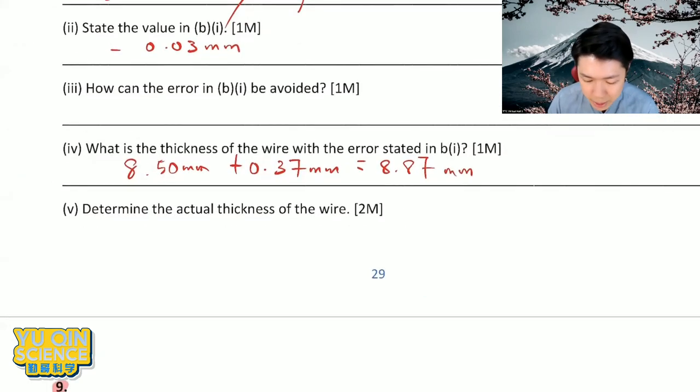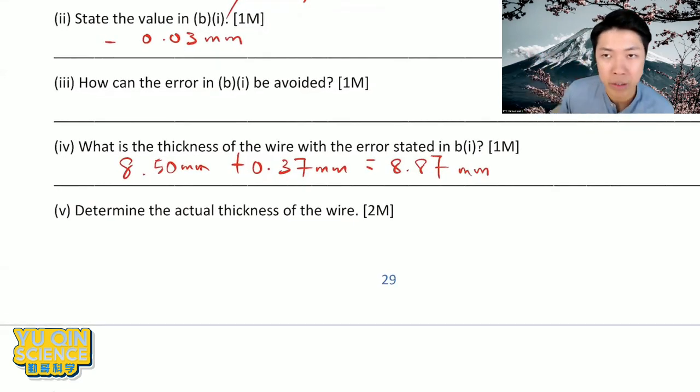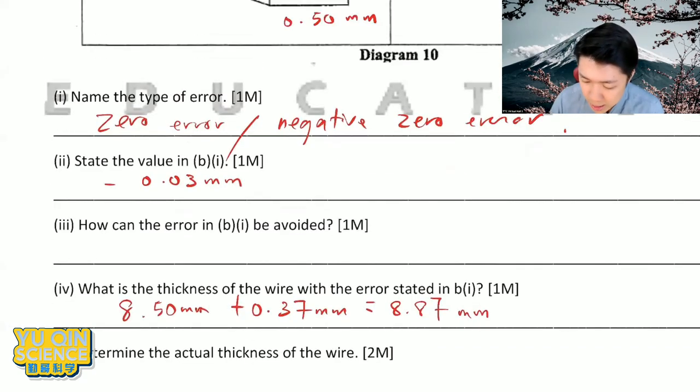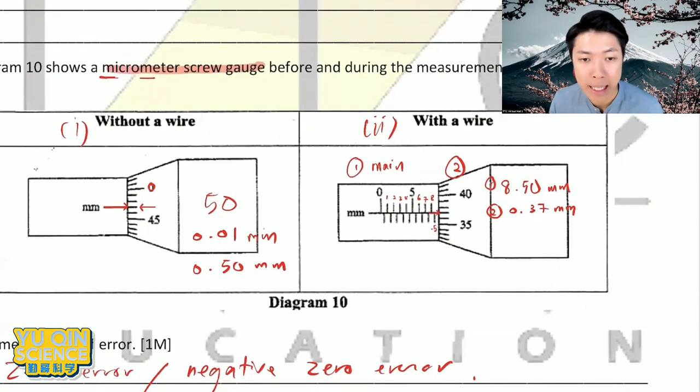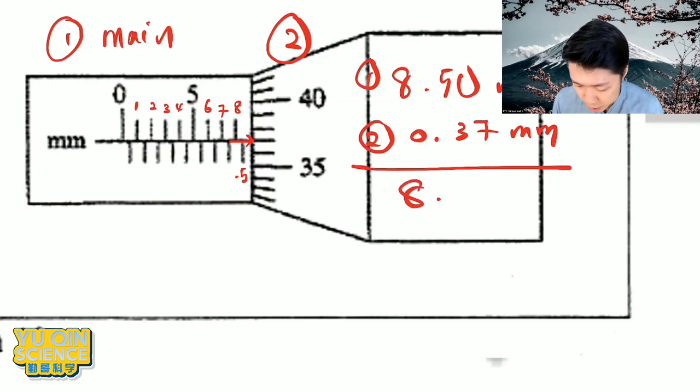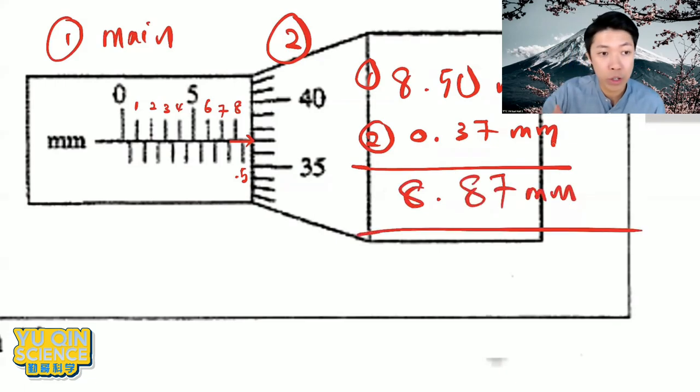Now steady, we do step by step first. We don't care about the zero error first. Then later we will minus, which is the next question. Is everybody all right so far? This is the proper way of getting the measurement from a micrometer screw gauge. So that is 8.87 mm. So far so good. Anybody need extra explanation? No? All good? Yes, Mimi.